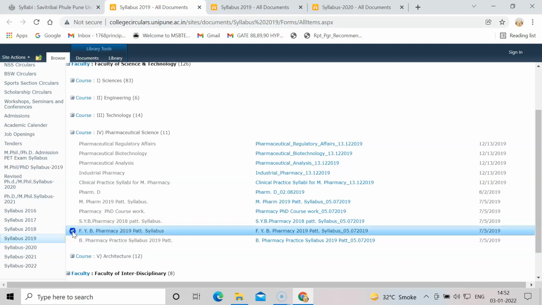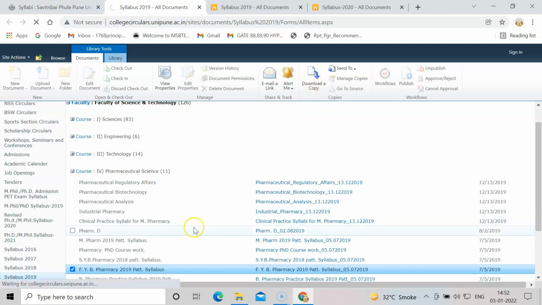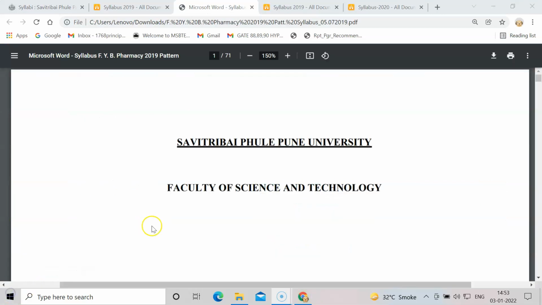This syllabus has not been revised after 2019, so you are still having the 2019 syllabus. So I will download it. When you are going through a mobile, you can search in a similar way. Just the last page we have seen will be in a different format. So search for FYB Pharm syllabus. Now you can see this PDF. I will give the link of this PDF in the description box.